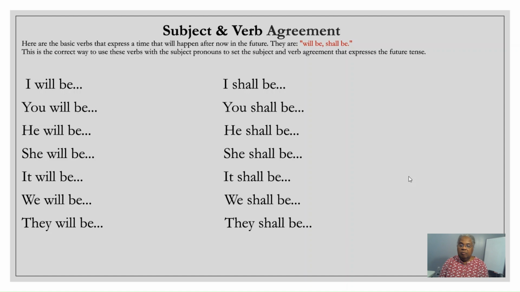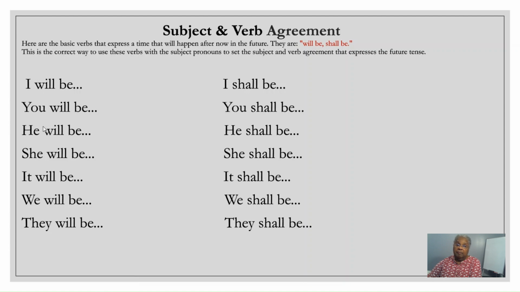Let us read the subject pronoun and the verb agreement that expresses a time that will happen after now, in the future. Ready? Let us begin. I will be.